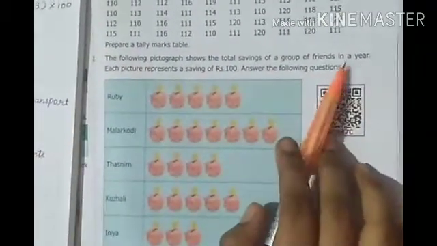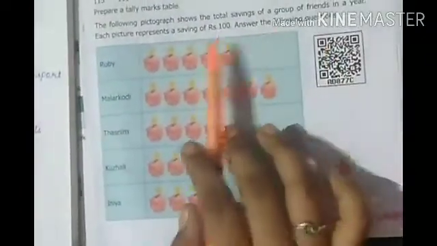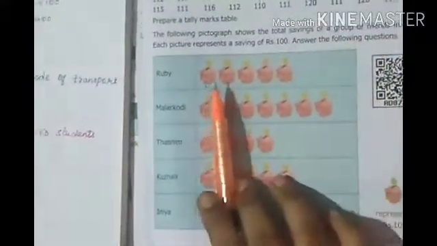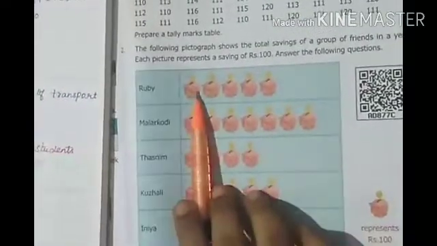Please listen carefully, children. The following pictograph shows the total savings of a group of friends in a year. Some friends are saving some money, and they have represented it as a pictograph. Each picture represents a saving of rupees 100. So one picture is rupees 100. Answer the following questions.